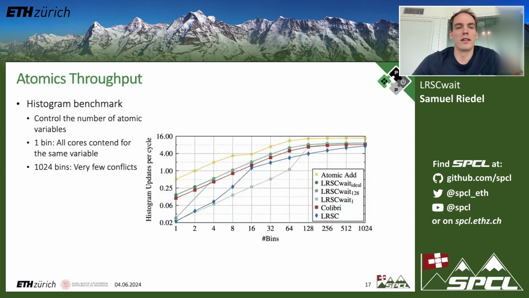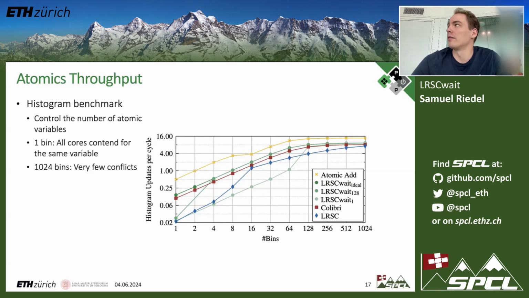So we benchmark it, first with a synthetic benchmark where we just want to see the throughput. So we have a histogram where we atomically update a histogram, and depending on the number of bins, we can kind of control the contention. So if you only have a single bin, all of the cores will always update a single atomic variable. If we have lots of bins, the contention is distributed across all the banks, which essentially means less contention and less conflicts.